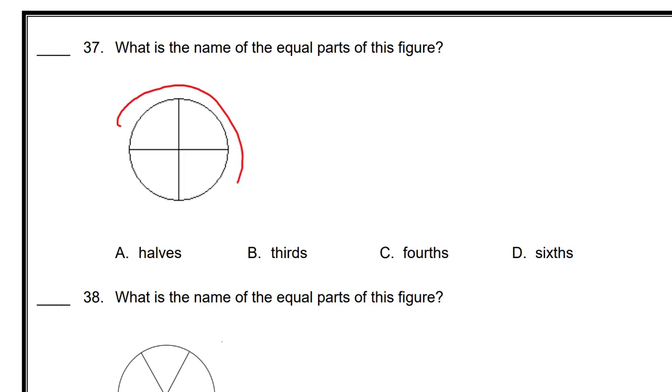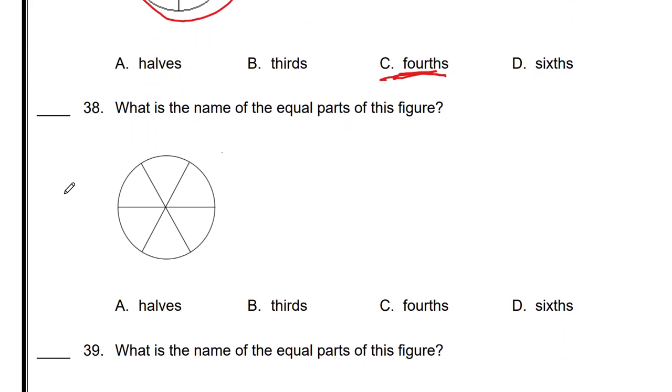If you have a shape like this, and the shape is divided into 2, we call each one part a half. So these are 2 halves. If it's 3 parts, it's called a third, and all of them we call thirds. 4 parts, fourths. 5, fifths. 6, sixths. 7, sevenths, and so on. So here in this question we have 1, 2, 3, 4 parts. That's why the correct choice is fourths.